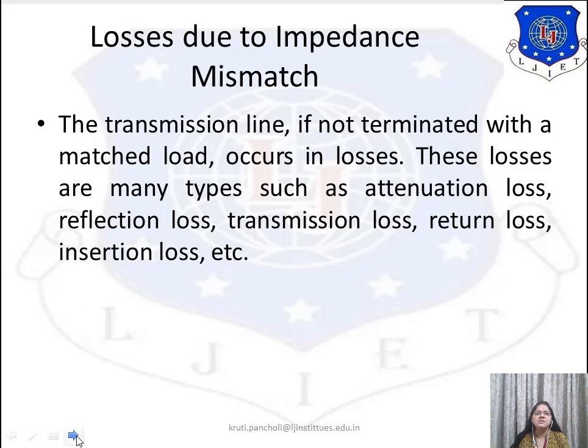Whenever there is impedance mismatch, some losses occur in the transmission line, and those are attenuation loss, reflection loss, transmission loss, return loss, insertion loss. So these all are the measurement parameters. From finding all these parameters, we can have an idea about the transmission line.